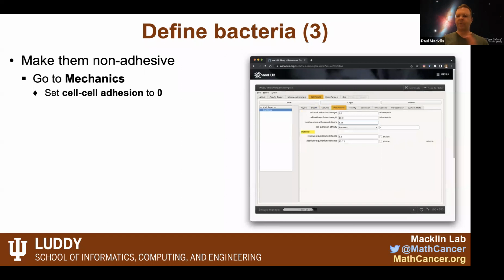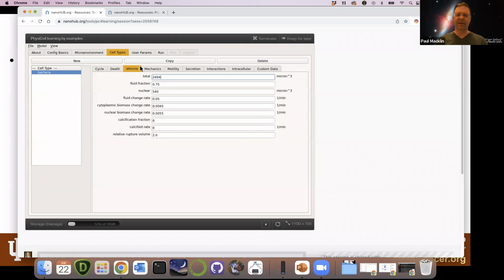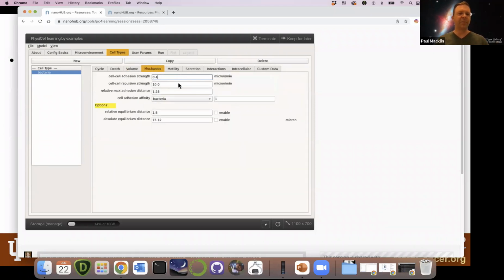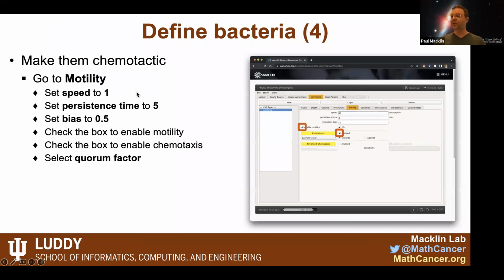Now we're going to modify the mechanics. And so what I want to do is to say that these are not a sticky species of bacteria that I'm going to model. So I'm going to set the cell adhesion strength to 0. I'm going to skip volume. Now this is an unrealistically large volume, so we could change that later. But let's move on to mechanics. And I'm going to turn cell adhesion off. So I'm going to set that to 0 and leave the rest alone here. And now, so we've set the birth rate, the death rate. We made them non-adhesive. Now we need to start turning on motility.